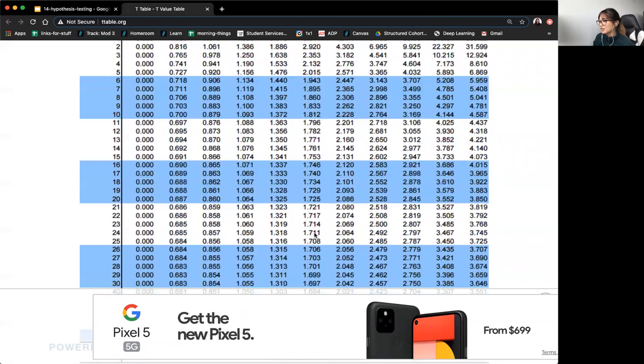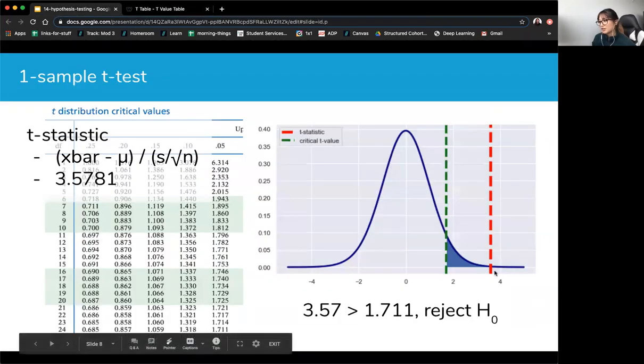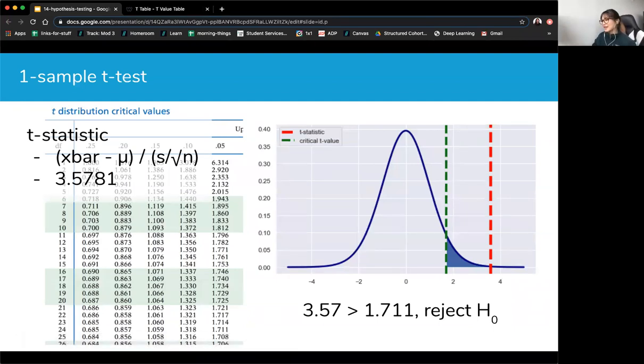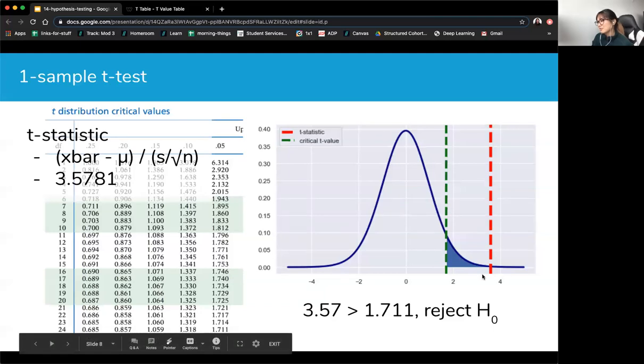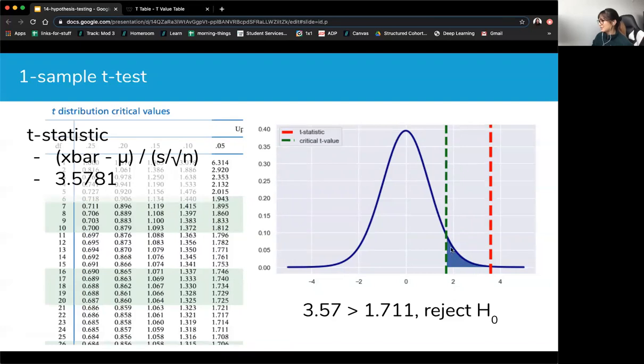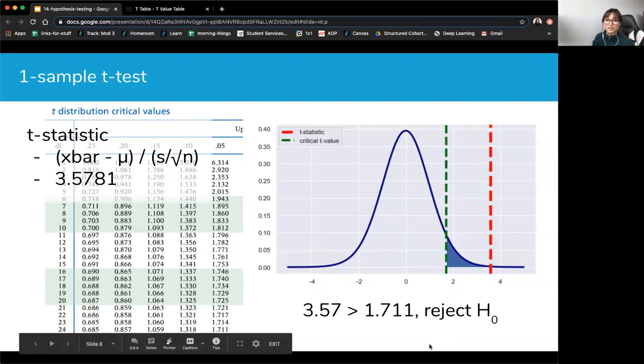If we scroll down here, we get a critical T of 1.711. What we're going to do then is compare our critical T to our T statistic. That's why I like to use this diagram, because I just write down where the T statistic is, which was 3.57, and shade in 1.711. I'm not sure if this is to scale, but we can estimate that this is about 1.711.